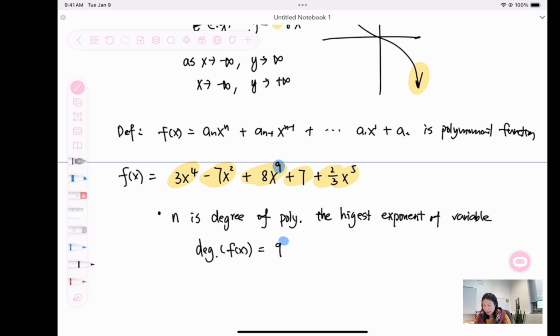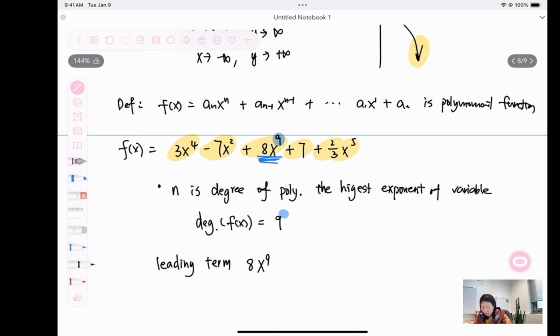And then which one is the leading term? Well, the one with the highest exponent is going to be the leading term. So the leading term will be this guy, 8x to the 9th power. We don't look at the coefficient, we look at the highest exponent. And then 8 is the leading coefficient.